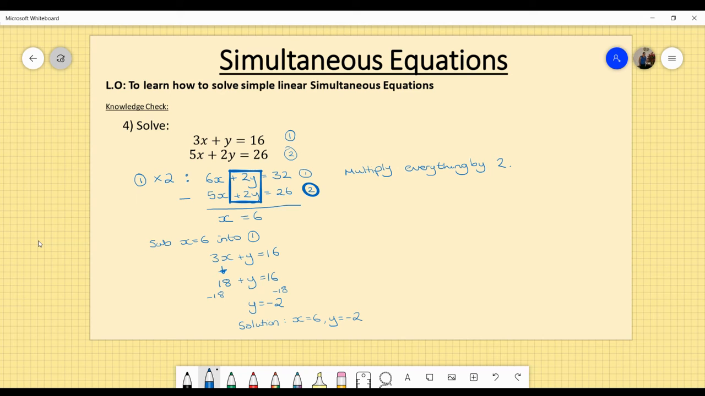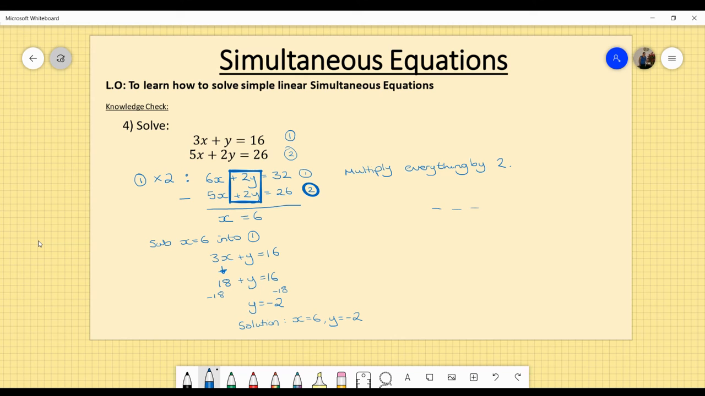Okay, and I can double check it again in the other equation. So 5 times 6 is 30. 2 times minus 2 is minus 4. 30 minus 4 is 26. So you can double check it. Okay, so what I want you to do is have a look at all of these. You might want to watch it through twice and just make sure you're happy.